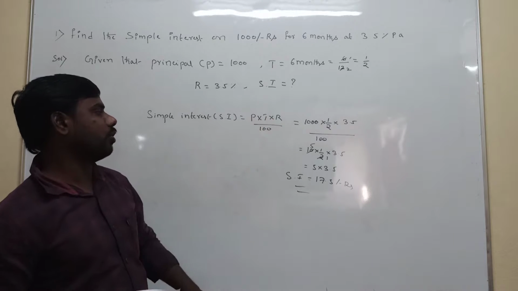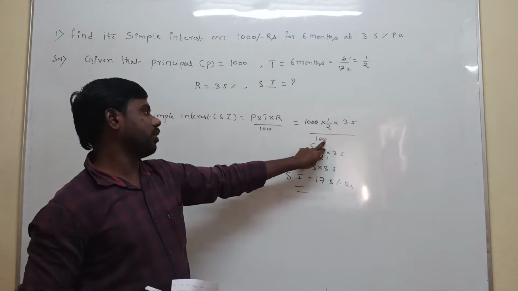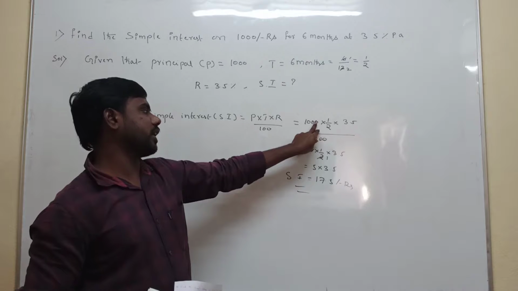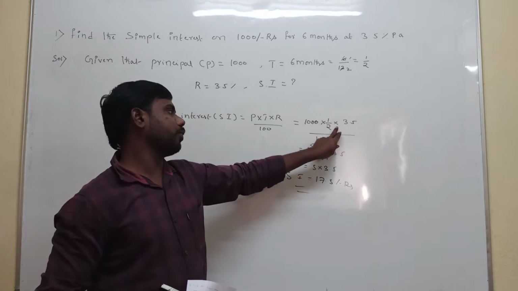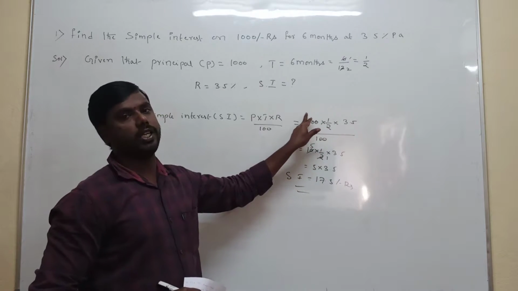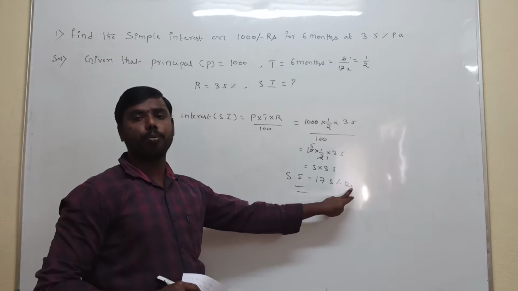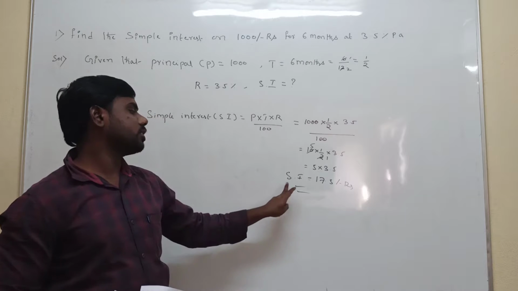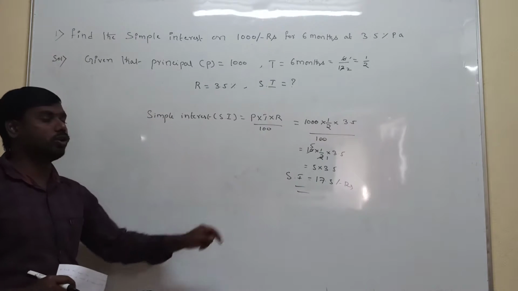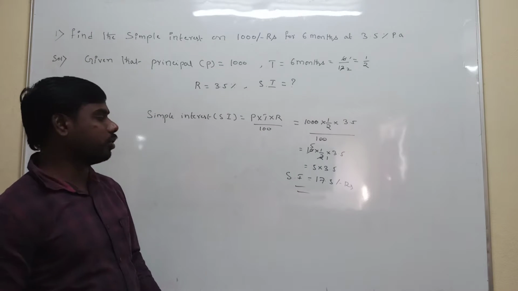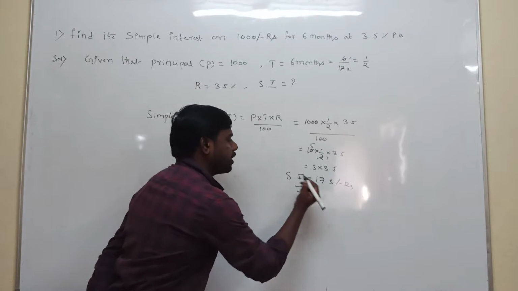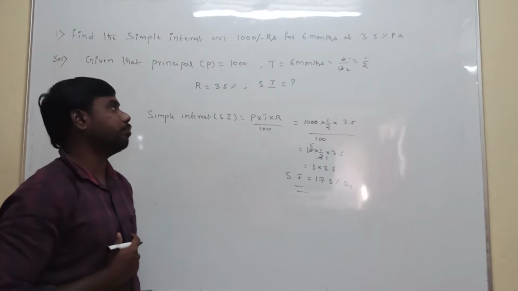Now we are substituting the values. These 2 zeros get cancelled. Remaining 10 into 1 by 2 into 3.5. 2 1 ja 2 5 ja. 5 into 3.5 value is 17.5 rupees per year. This is the simple interest. So the required solution is simple interest is equal to 17.5 rupees per year.